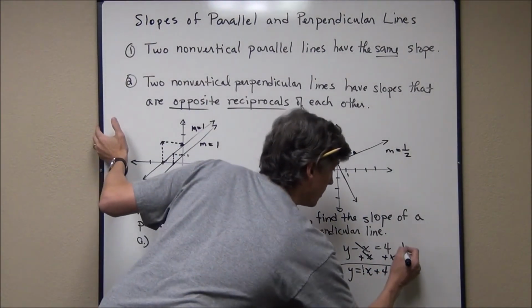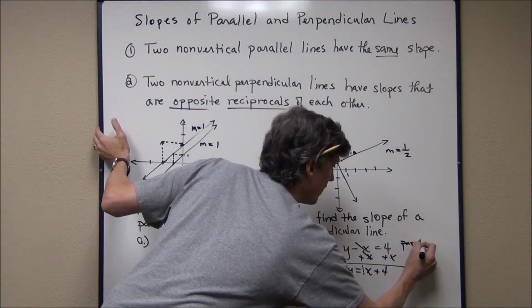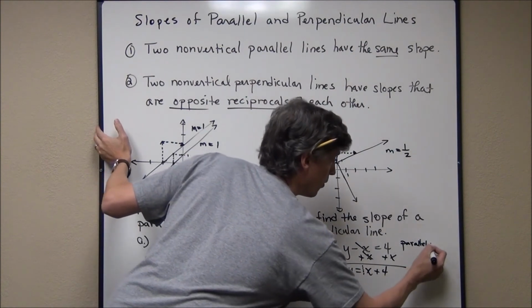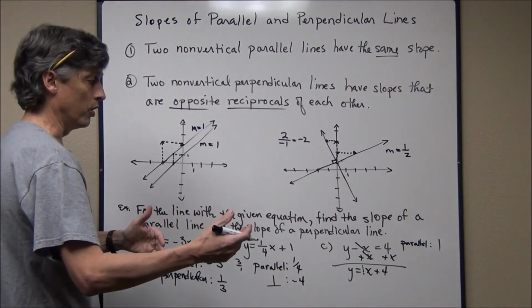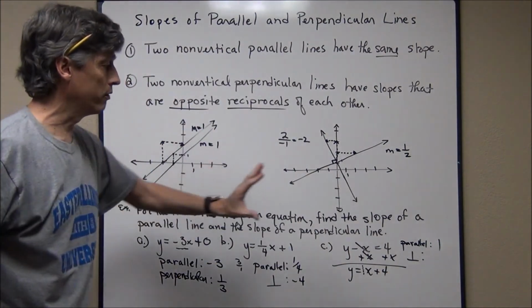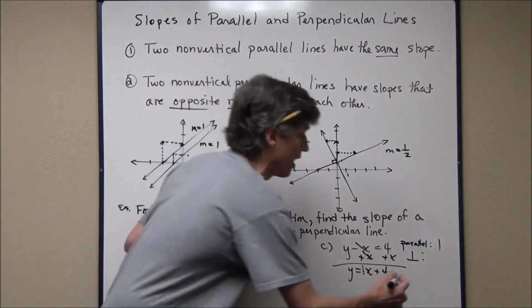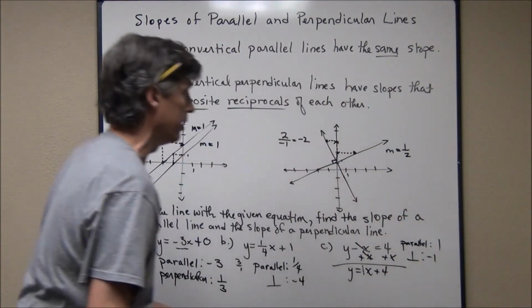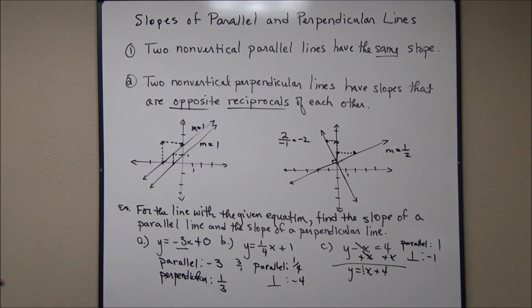So for parallel, I'll put it over here on the side. Parallel, it would have slope 1. It would have equal slopes. And for perpendicular, the opposite reciprocal, well, the reciprocal of 1 is 1, so the opposite of that would be negative 1. And that would be the slope of any line perpendicular to that given line there in example C.